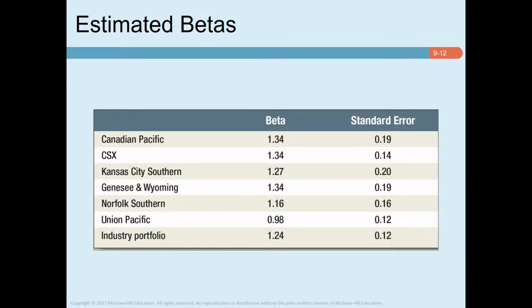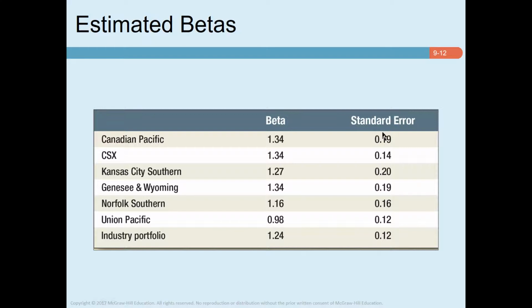This is a further example where we have beta for different companies here, and you see that, for example, Canadian Pacific has a beta of 1.34, CSX has a beta of 1.34, Kansas City Southern 1.27, Union Pacific 0.98, and industry portfolio is 1.24. And you understand that we calculate this beta from historical return, so that is subject to some error, and this is the level of a standard error we have, which is actually indicating the range within which our actual beta may fall.